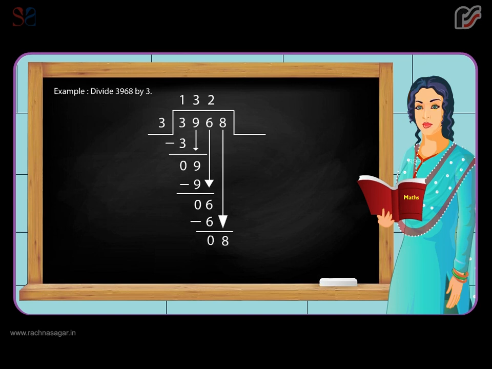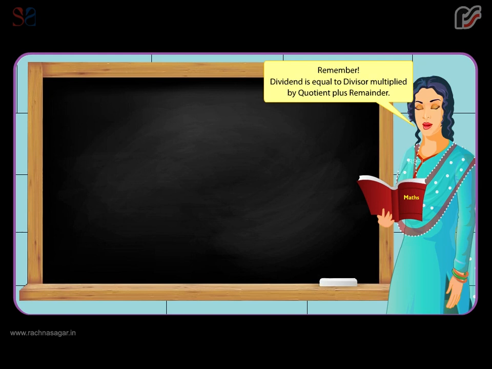Bring down 8 ones. 8 cannot be divided by 3 exactly, and 3 multiplied by 2 is equal to 6. 3 multiplied by 3 is equal to 9. Since 9 is bigger than 8, we write 2 in the ones place of the quotient and 6 below the dividend in the ones place. 8 minus 6 is equal to 2, since we cannot divide further. Thus, quotient is equal to 1322 and remainder is equal to 2. Remember, dividend is equal to divisor multiplied by quotient plus remainder.